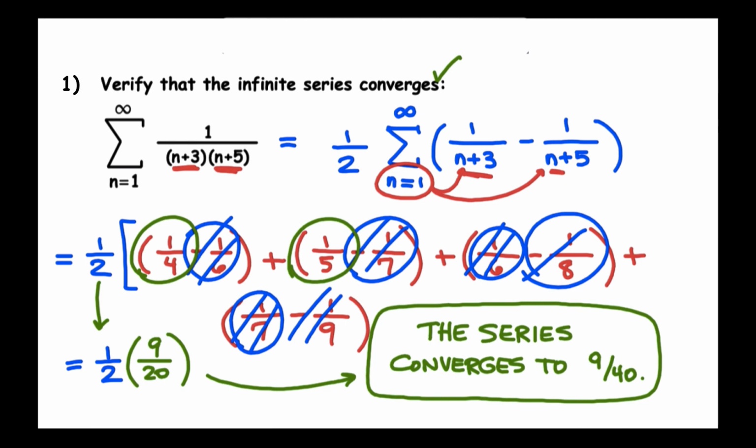The two factors were 2 apart, and sure enough, you can see that there were 2 green circled items that were left over. So again, that's kind of cool to know. So I kind of know what to expect as I'm doing the partial fractions.